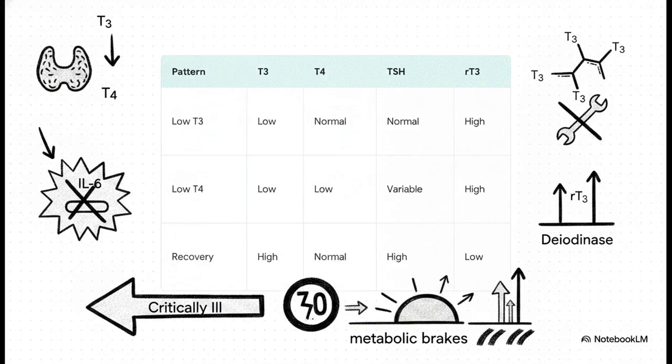When the body is critically ill, cytokines like IL-6 spike. This directly impairs the deiodinase enzymes that normally convert T4 to the active T3, so T3 drops. Simultaneously, the alternative pathway ramps up, converting T4 into inactive reverse T3. And because the clearance of reverse T3 is also decreased, it spikes. The body is essentially hitting the metabolic brakes to limit catabolism during a severe illness.